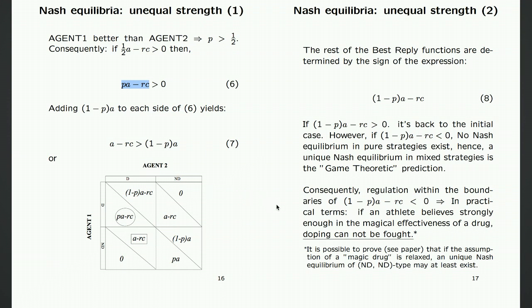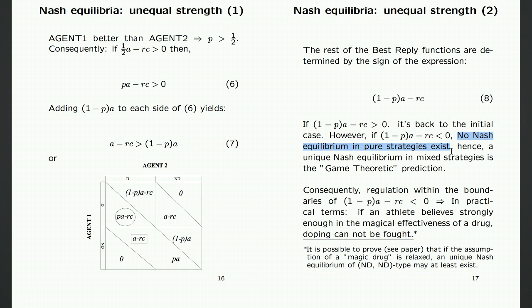It says here, if 1 minus p times a minus rc is positive, then of course you're back to the same situation as previous, because then that one is bigger than that one, and you get a square here, and you get a singular Nash equilibrium here. On the other hand, if it's the other way around, meaning that this one is smaller than this one, we get a square around the 0 here, and of course you also get, in that case, not a circle around here, but a circle around there. That follows directly from the math here. Then you end up in a situation, as it says here, with no Nash equilibrium in pure strategies. Hence, a unique Nash equilibrium in mixed strategies is the game theoretic prediction.